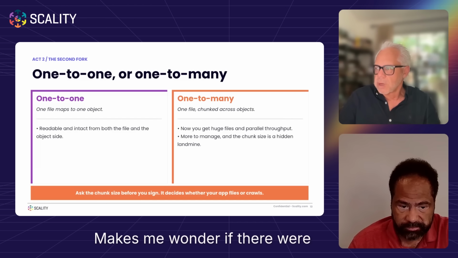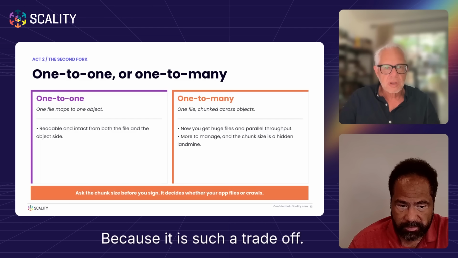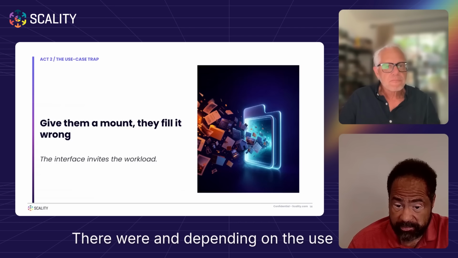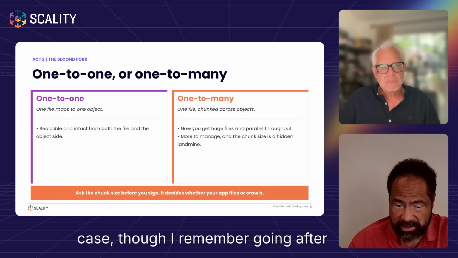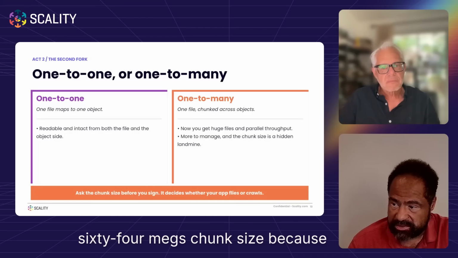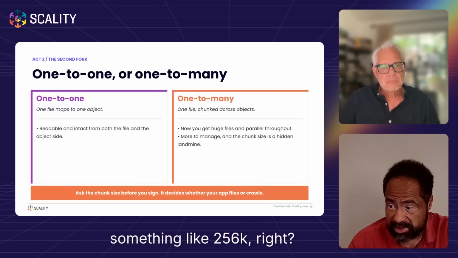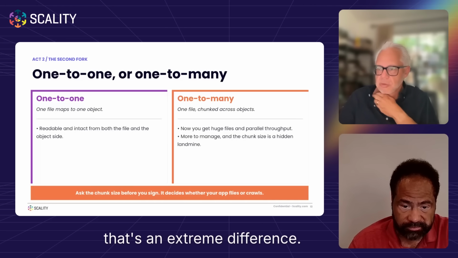Makes me wonder if there were systems that offered configurable chunk sizes. I'm sure there were, because it is such a trade-off. There were, and depending on the use case, I remember going after use cases where we had to ask for 64 meg chunk size because of the way the application behaves. Some other one, we had to go to something like 256K, right? Wow, that's an extreme difference.